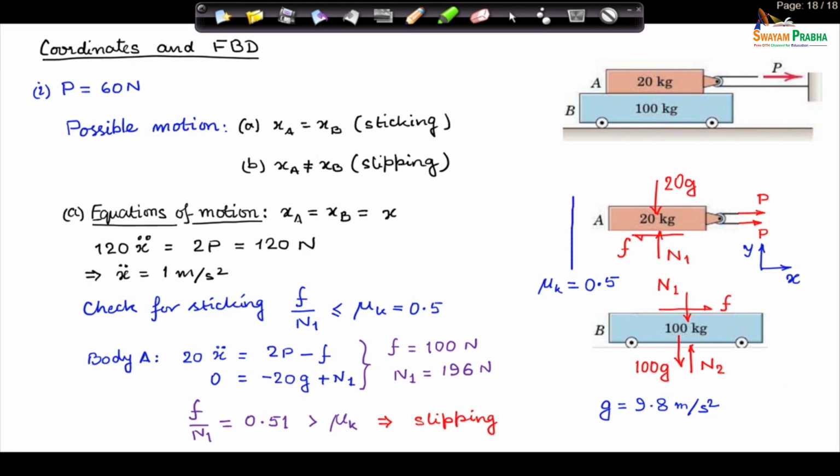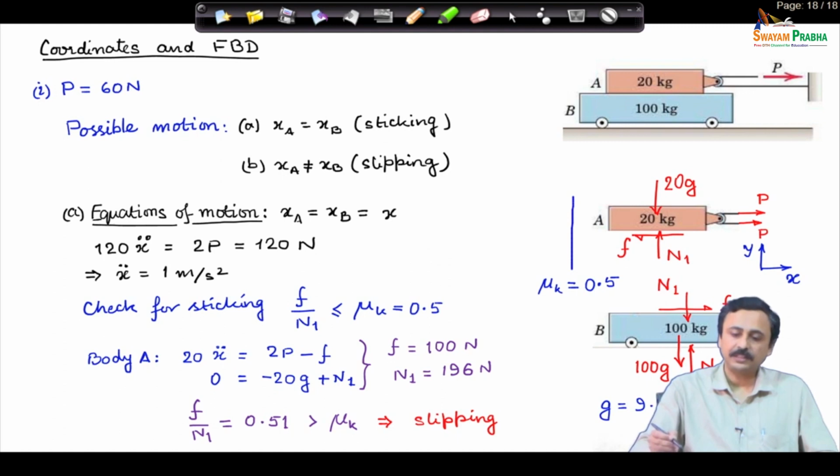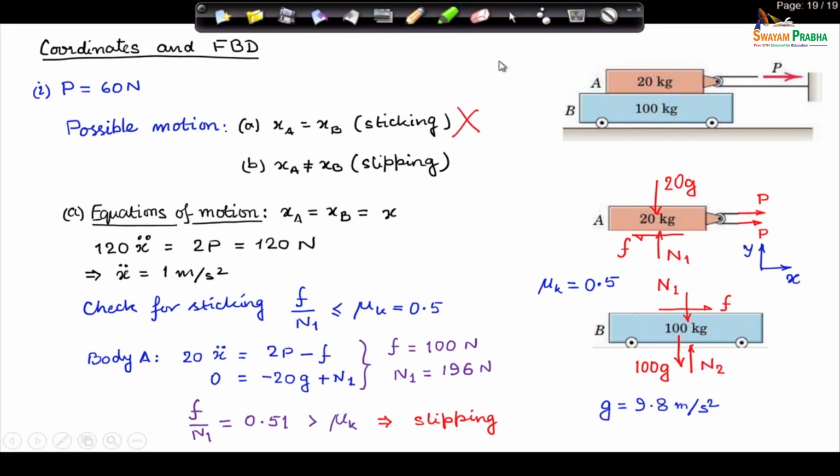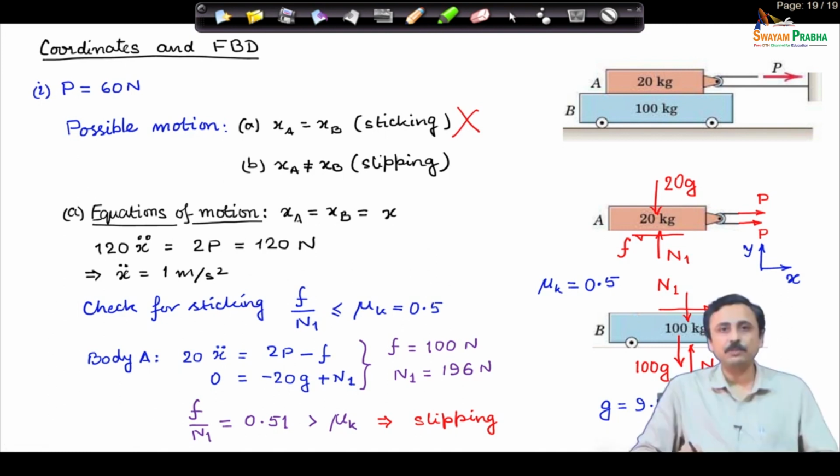This ratio is 0.51, it is greater than mu s, which means to sustain this friction force you need a friction coefficient of 0.51, which is greater than the given static coefficient of friction. Therefore, this contact cannot sustain sticking. Therefore, this will definitely slip. Our sticking assumption, one of the first possibilities that we had considered, is therefore wrong.